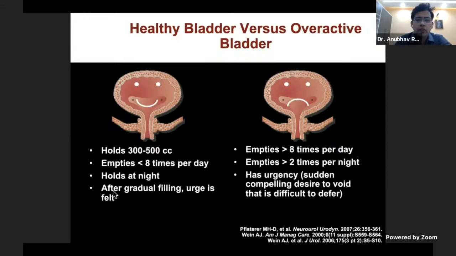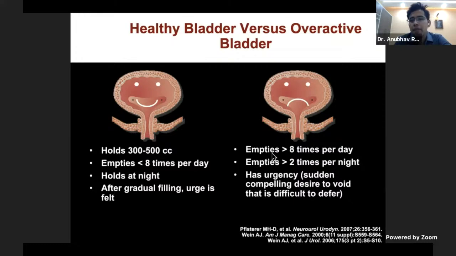And there should be a gradual sensation of filling, and when the filling is complete, say the functional bladder capacity is around 400 to 500 ml, then you should get an urge to void, but which should be suppressible. Whereas this is the unhappy bladder, overactive bladder, you may call it. So what are its characteristics?